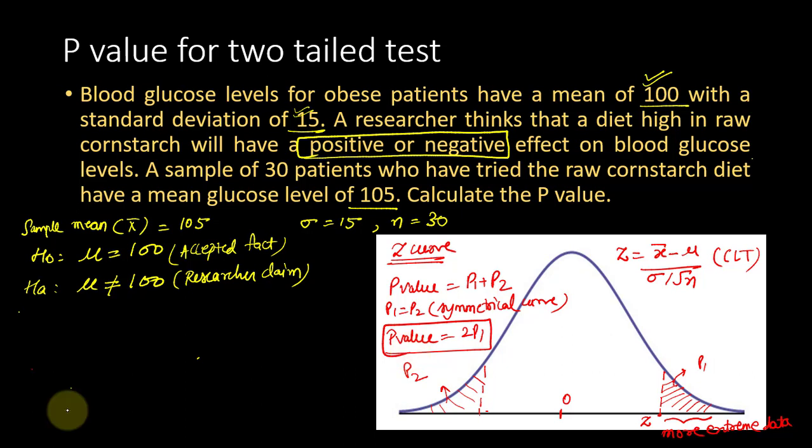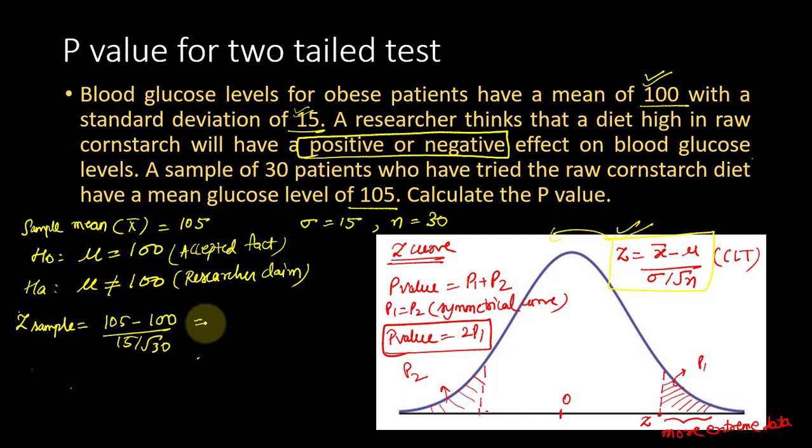So now let us calculate the z statistic, that is z from the sample. Z sample is equal to, this I have already written over here, 105 minus 100 divided by 15 divided by root over 30. I have just put the corresponding values in the equation given over here. So this would come out to be 1.83.